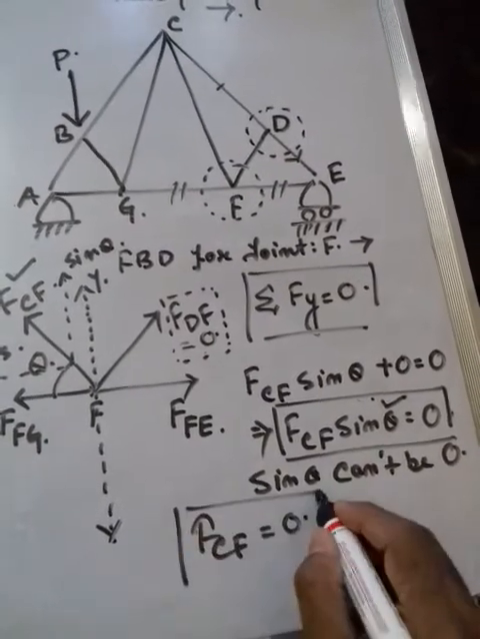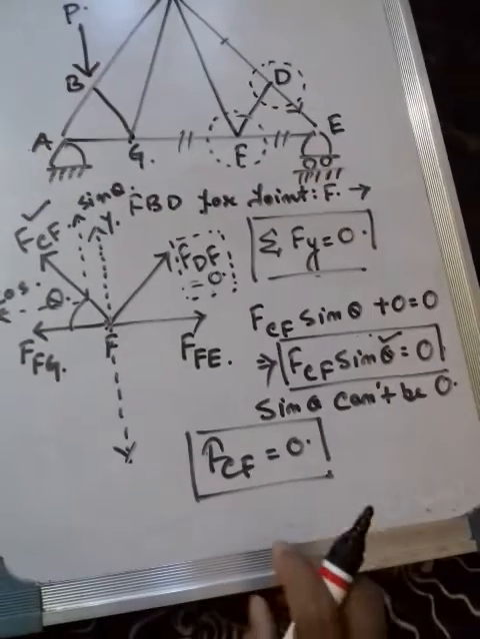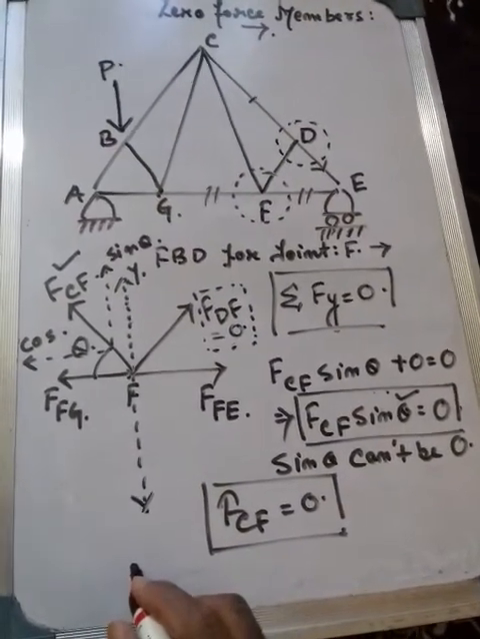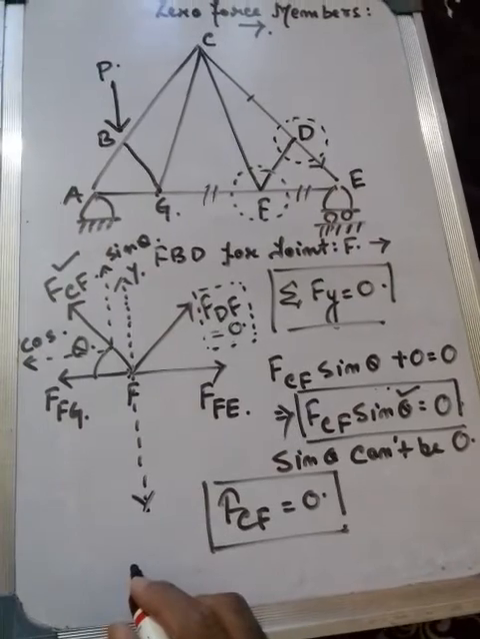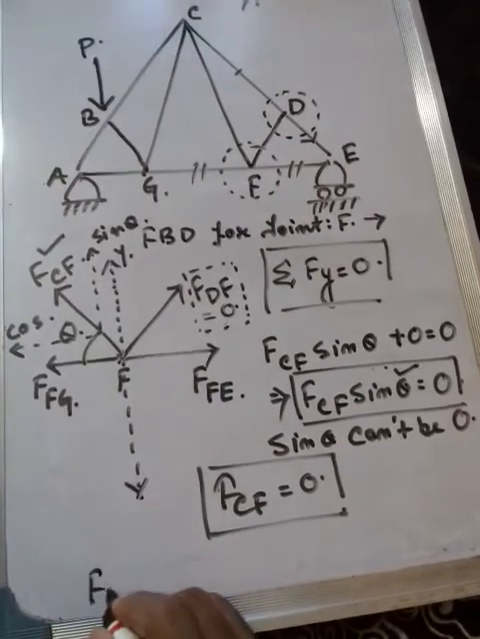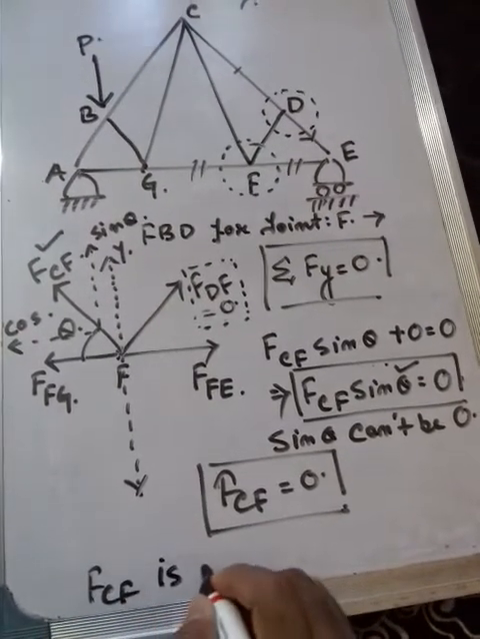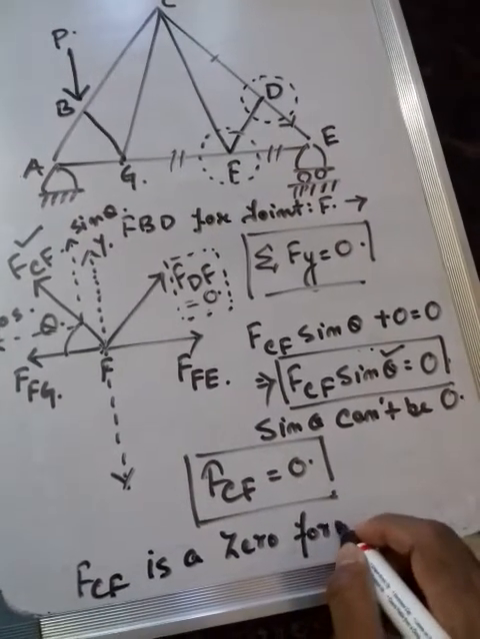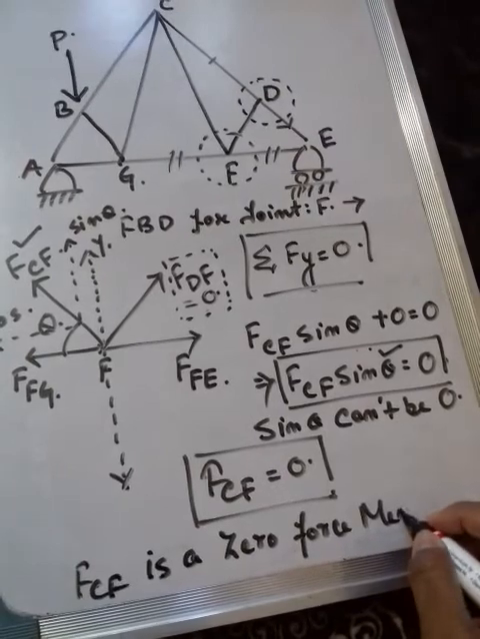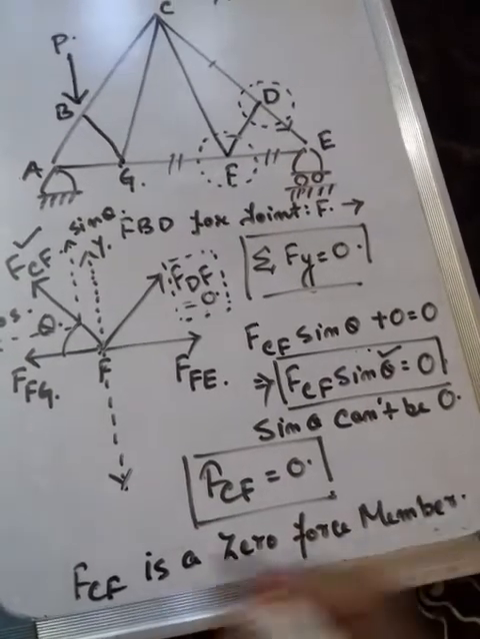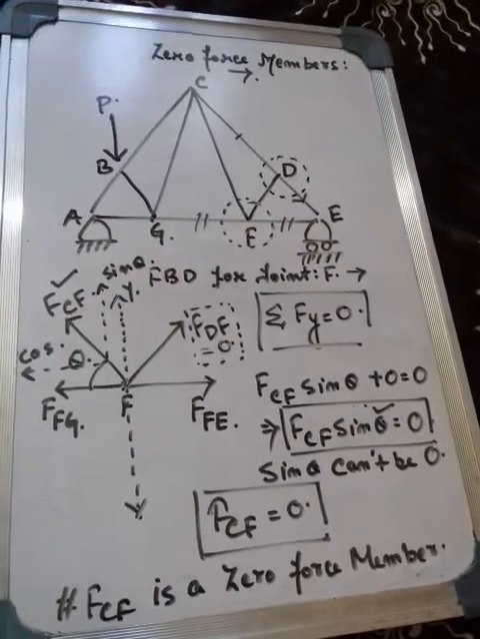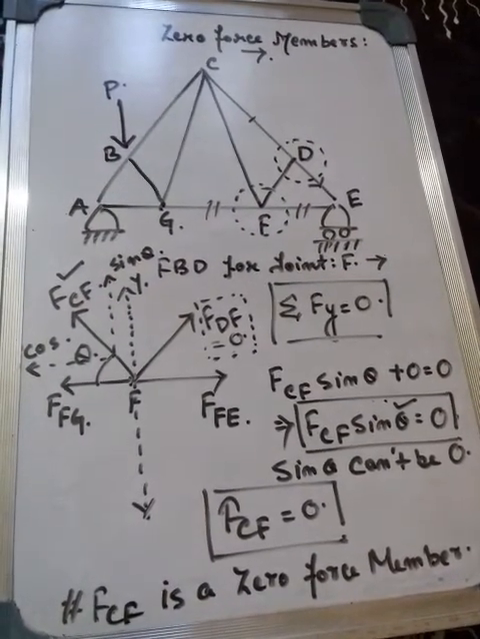So you see FCF is a zero force member from this FBD, after applying the equilibrium condition. I hope it is clear to all of you, right? Thank you.